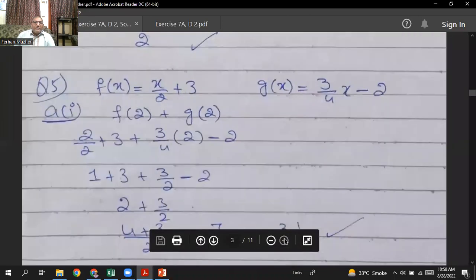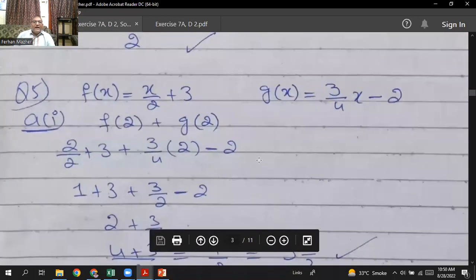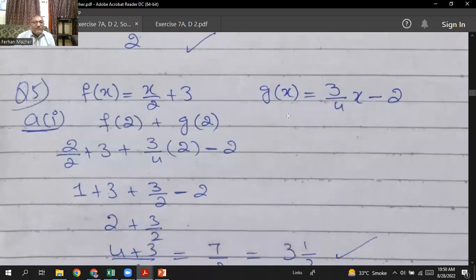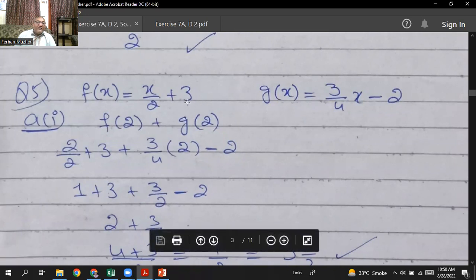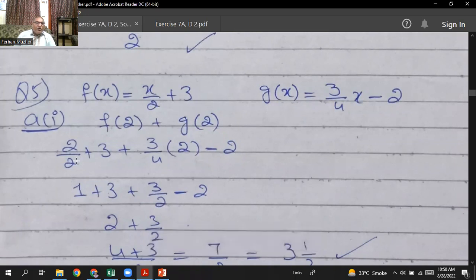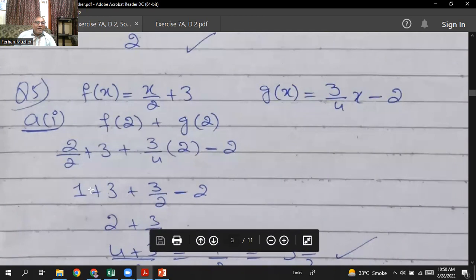Okay, so here we go. We have question number 5, and he says f of x is equal to x by 2 plus 3, and g of x is 3x by 4 minus 2. So the question is, the first part is f of 2 plus g of 2. So I will take the formula of f and I will use that. So 2 by 2 plus 3, and plus this formula, 3 by 4 into 2 minus 2, and this will become 1 plus 3, plus this will become 3 by 2 minus 2.